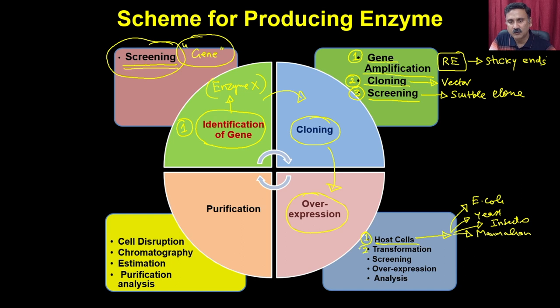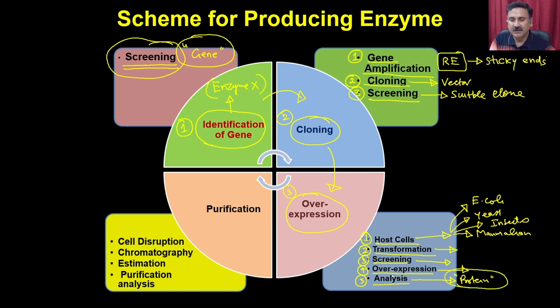Then once you have selected the host, you are going to do the transformation of this particular clone which you produced in step number two. So this is step number two, this is step number three. Once you do the transformation, again you have to do a screening to select the suitable transformed clone, and then you are going to do overexpression. For overexpression also, you are going to have different strategies depending on what host you use. And then ultimately you are going to analyze the overexpression, which means you are going to see whether the protein or the enzyme is being produced or not.